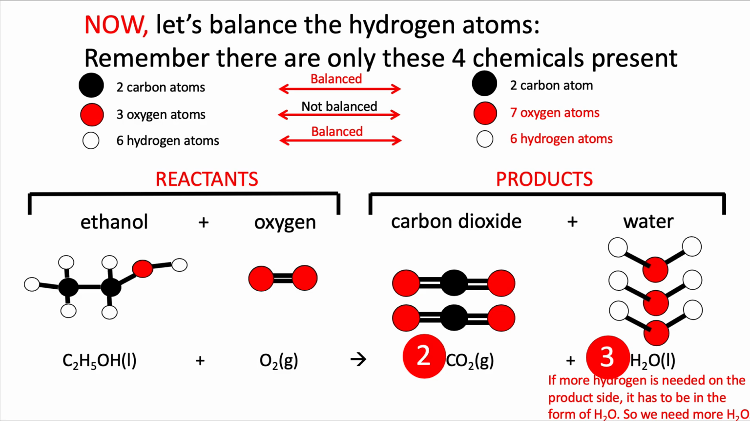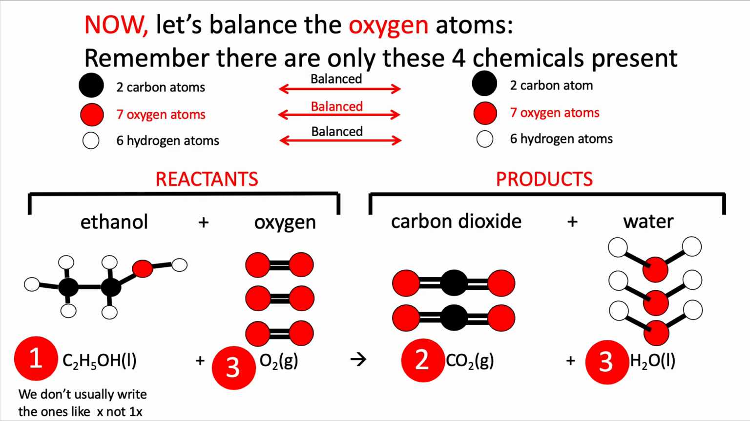So when I recheck, my carbons are balanced, 2 each side. My hydrogens are balanced now, 6 each side, but my oxygens aren't. 3 on the left-hand reactant side, but I've got 7 on the product side. So I need to balance those. I want 7 on the reactant side. I've already got 1 in ethanol, don't forget that one. And so I need 6 more, which is going to be 3 diatomic oxygen molecules.